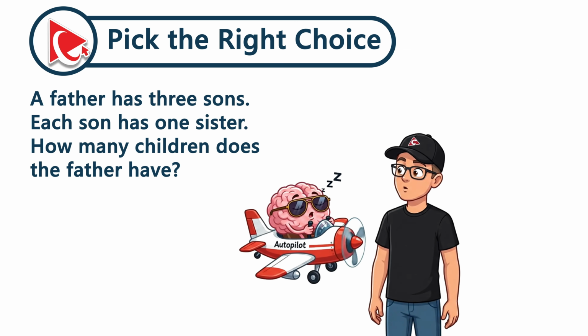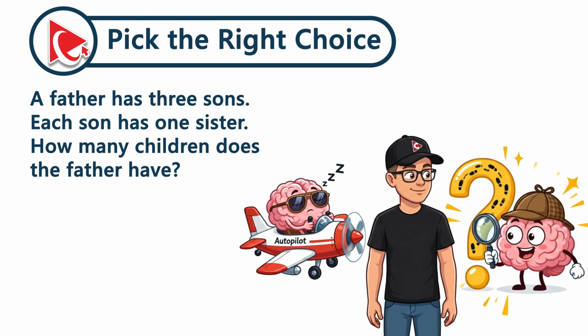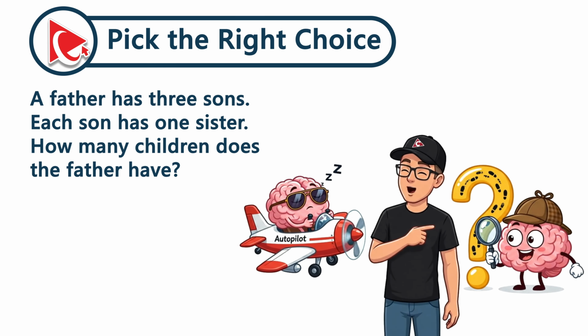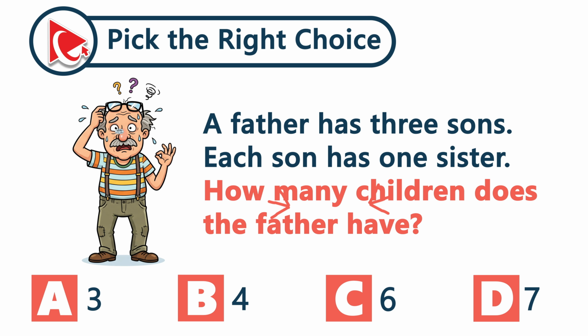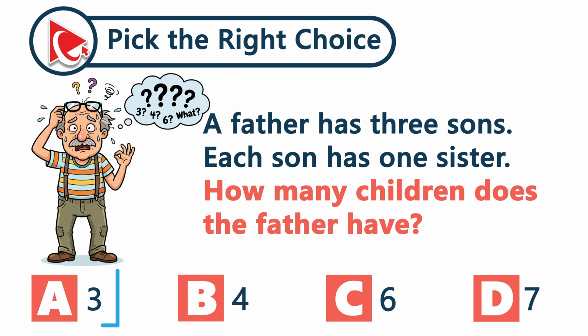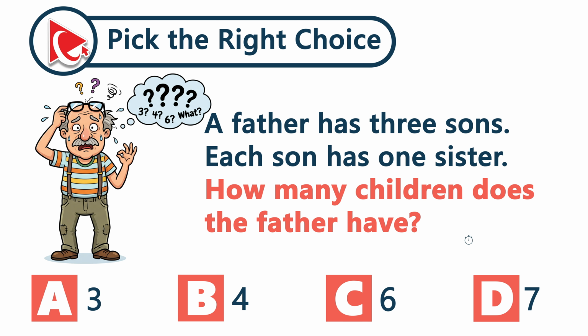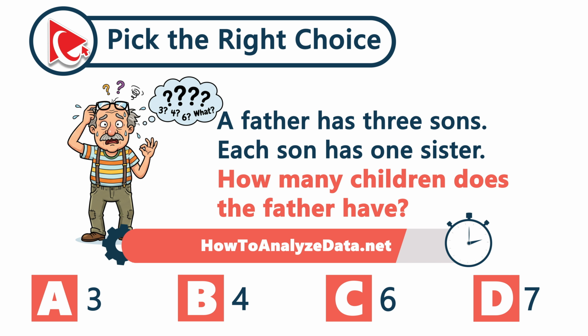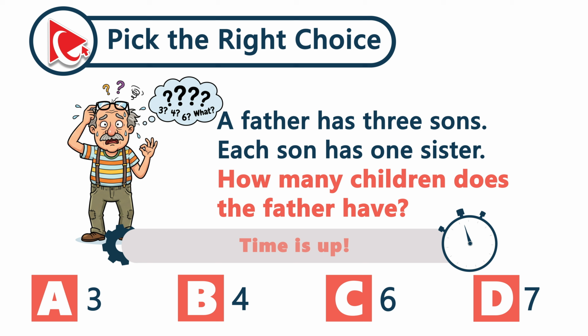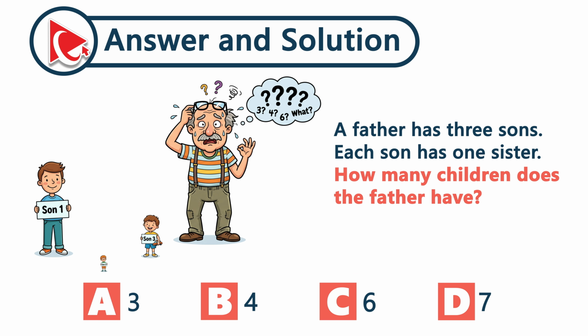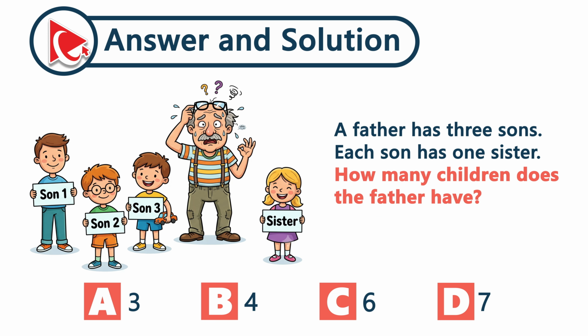I enjoy solving questions like this because they make my brain switch from autopilot to detective mode. A father has 3 sons. Each son has 1 sister. How many children does the father have? A. 3, B. 4, C. 6, or D. 7? The trick here is that each son has the same sister. So the father has 3 sons and 1 daughter, 4 children total. And the correct answer here is choice B, 4.